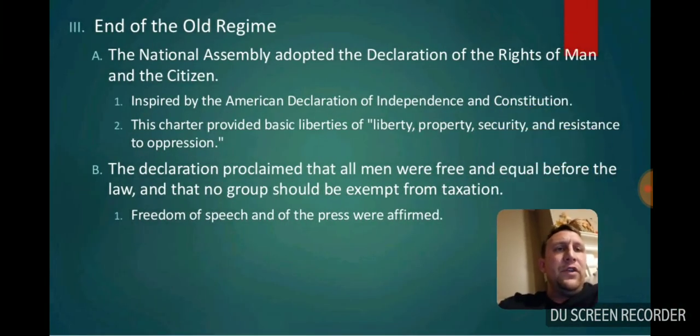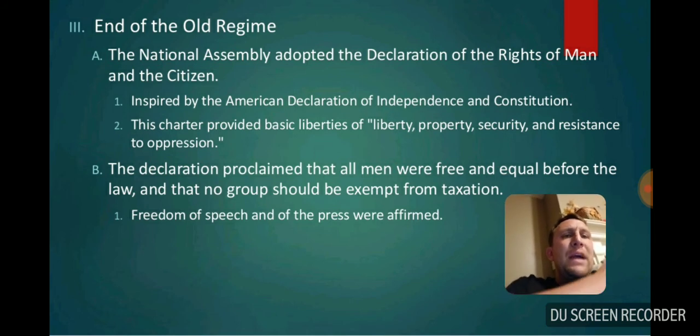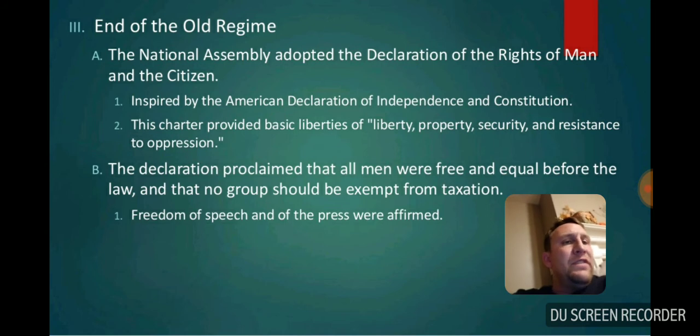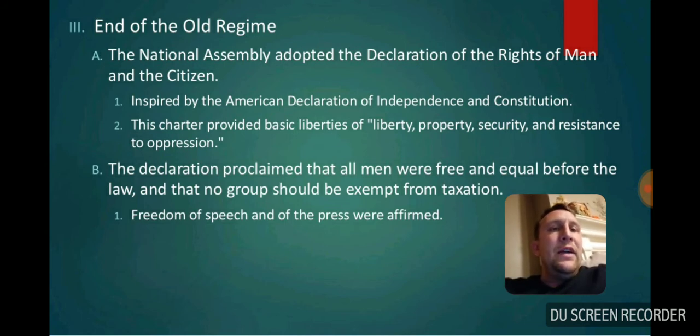All right, so the destruction of the old regime. They get rid of the old type of government officially when they issue the Declaration of the Rights of Man. It was obviously inspired by the American Declaration of Independence, Constitution, and the English Bill of Rights. And you can see it says that it's the liberty, property, security, resistance to oppression, all that stuff.